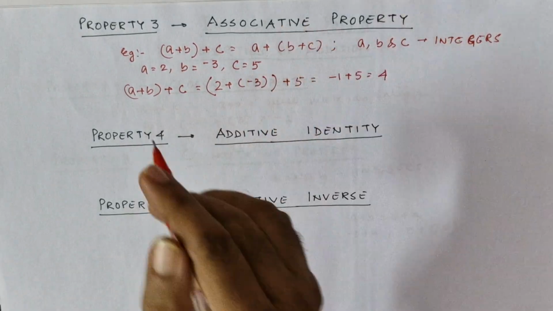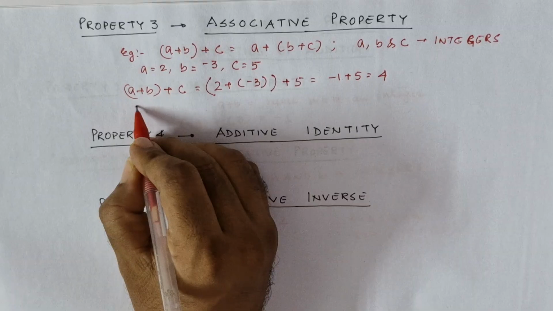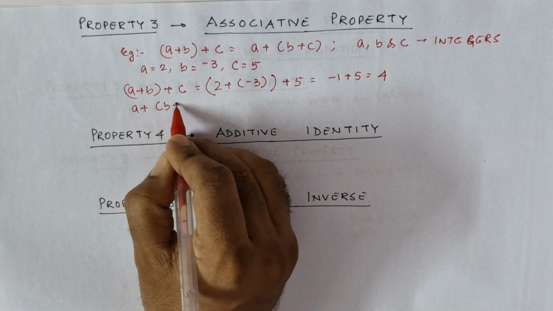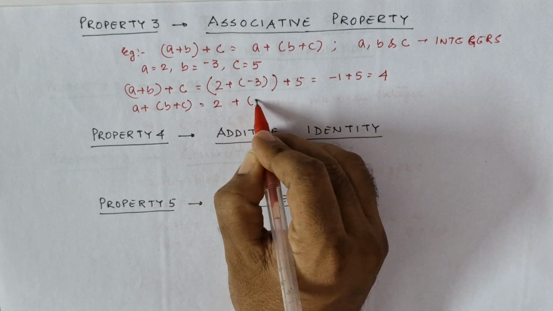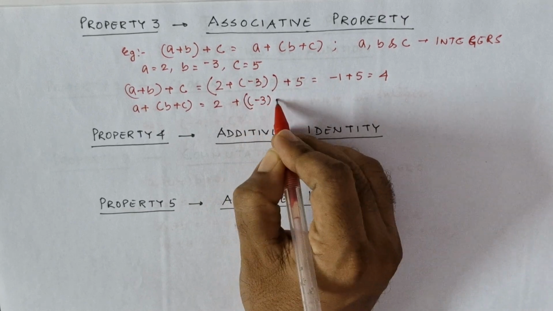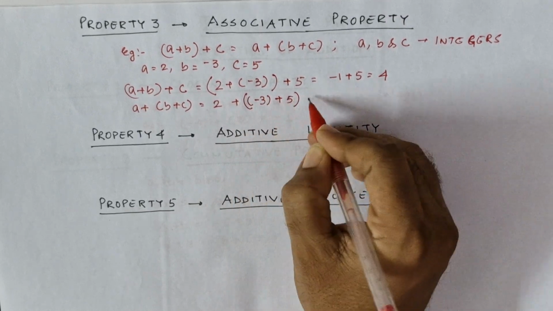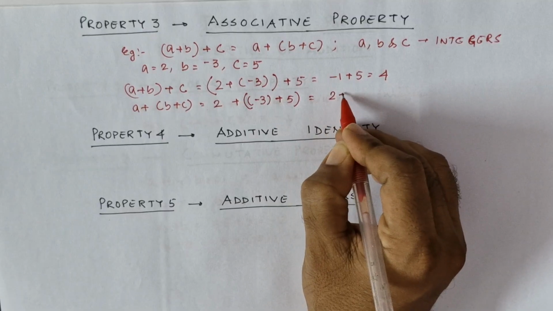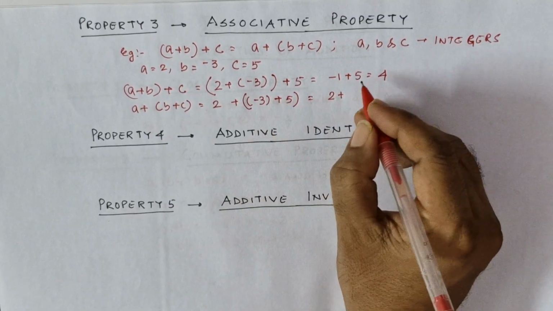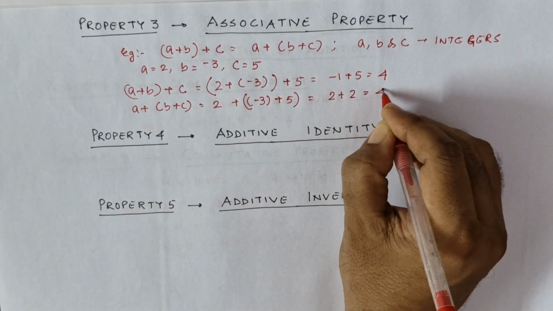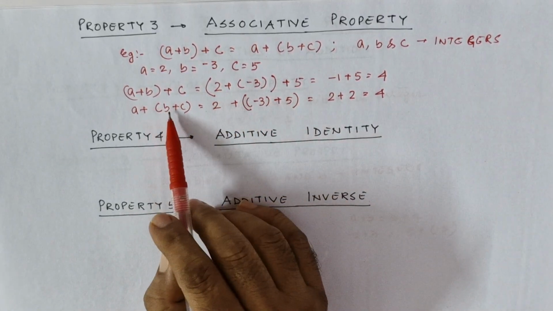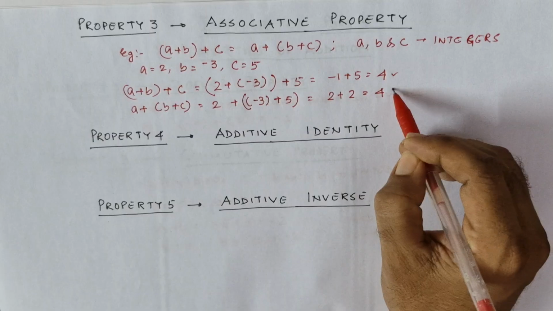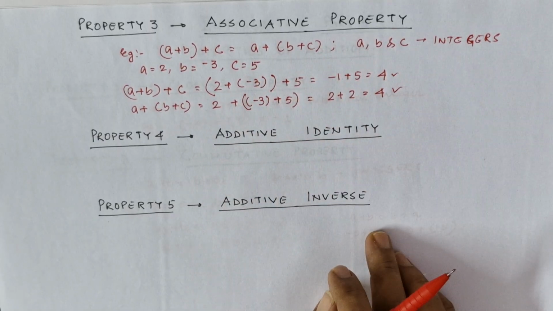Now we will do the right hand side. So A plus, we will group B plus C. A is 2, B is -3 and C is 5. So -3 plus 5 is 2, and 2 plus 2 results into 4. See? So even if I have changed the grouping, the result is same. So that is known as associative property of integers.